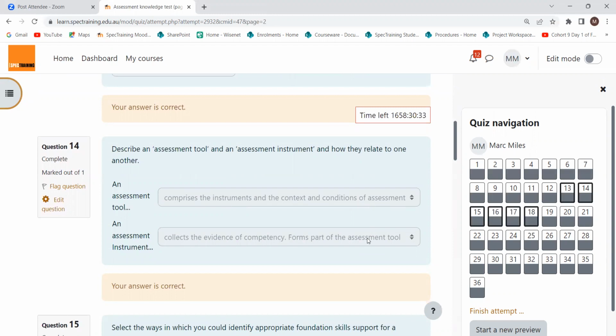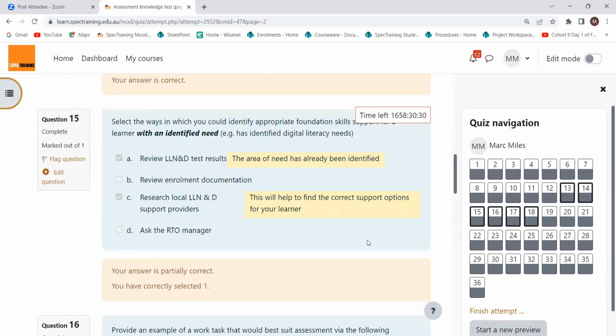Okay. So coming down, question 15. All right, your answer is partially correct here on the screen. So you're going to need to do a bit of research, bit of personal discovery around question 15 there. All right. So there's 15 for you.